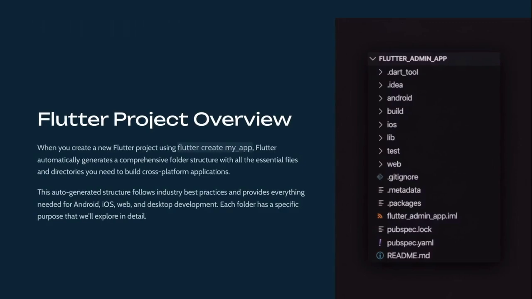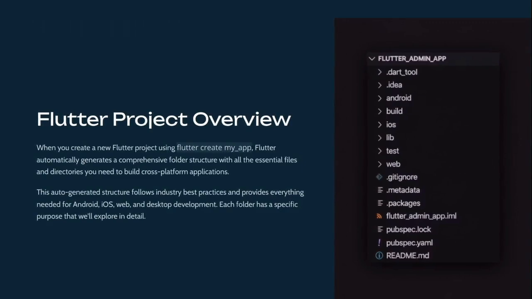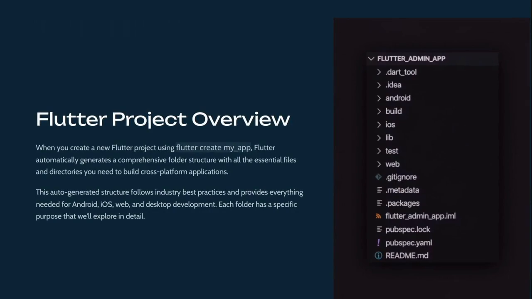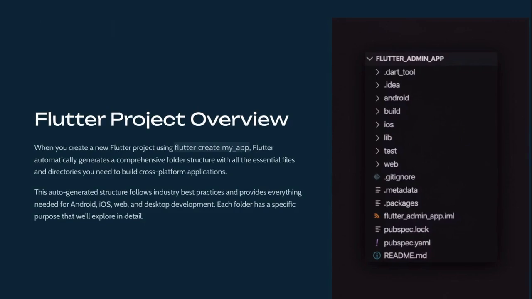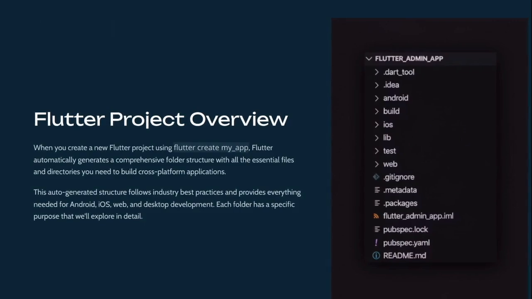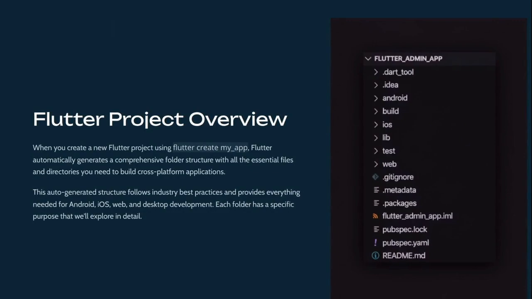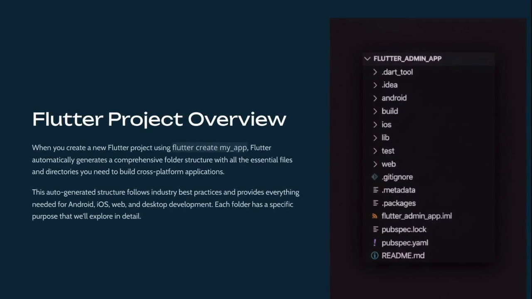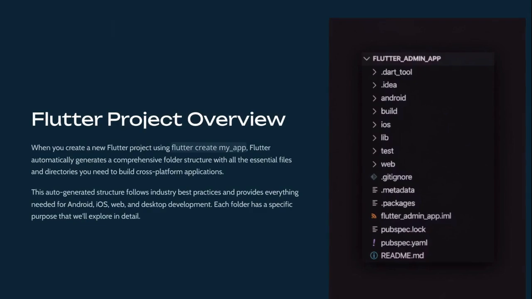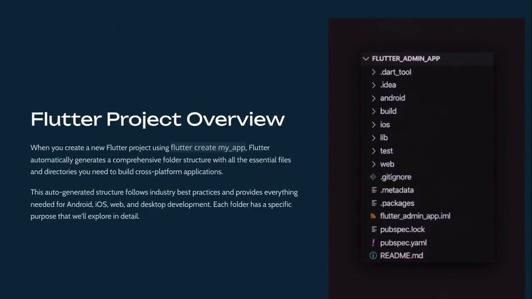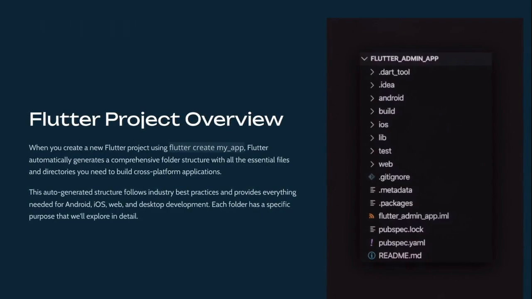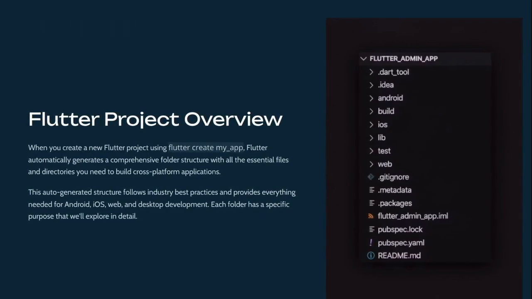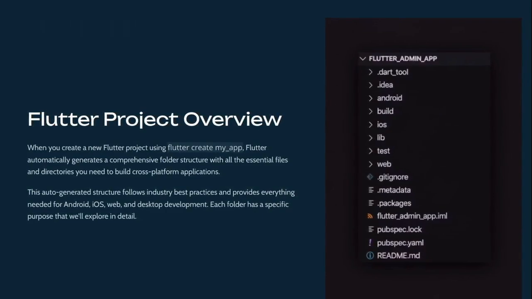When you create a new Flutter project using flutter create my_app, Flutter automatically generates a comprehensive folder structure with all the essential files and directories needed to build cross-platform applications. This structure follows industry best practices and provides everything needed for Android, iOS, web, and desktop development. Each folder has a specific purpose that we'll explore in detail.